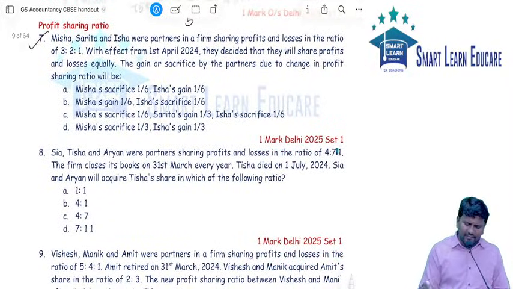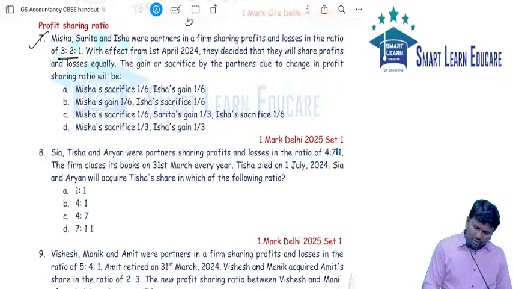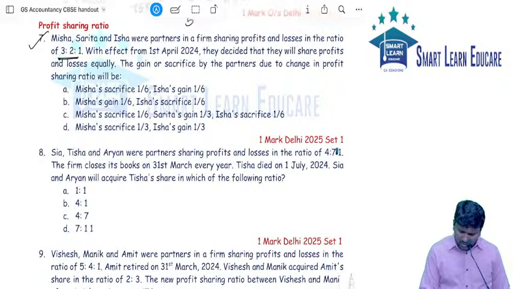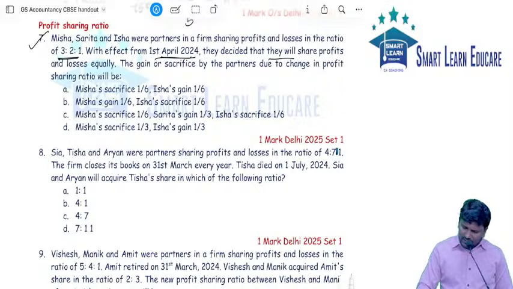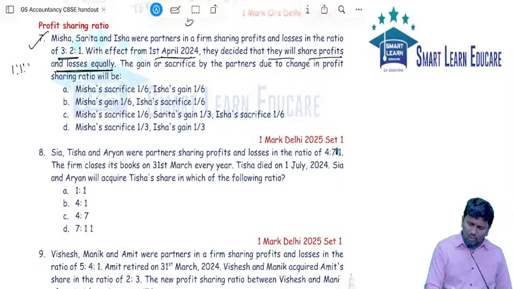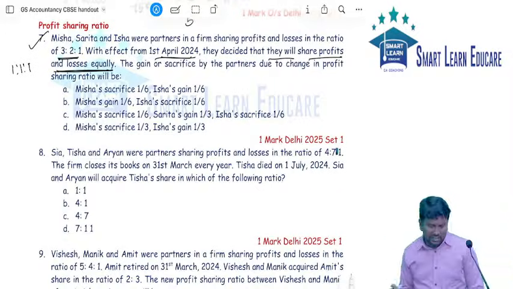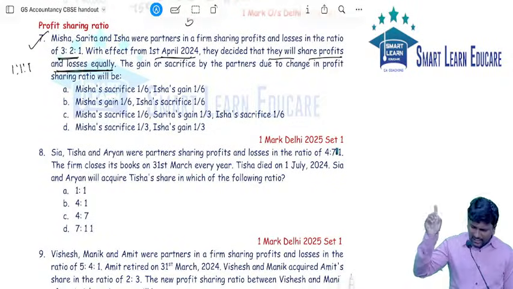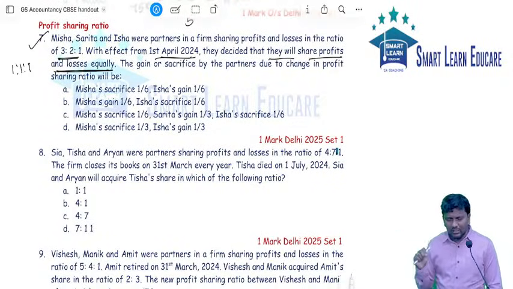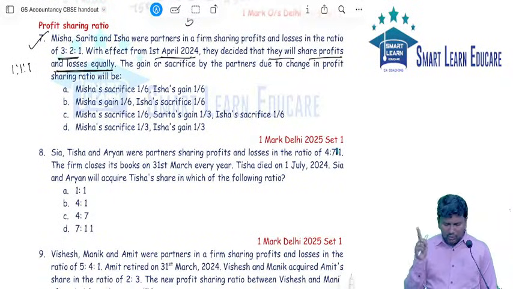Take question number 7. M, S and I were partners in a firm sharing profits and losses in the ratio of 3:2:1. 3:2:1 is the old ratio. With effect from 1st April 24, they decided that they will share the profits and losses equally. 3 partners are there. What is the ratio? 1:1:1 is the ratio. Earlier, what was the profit sharing ratio? 3:2:1.